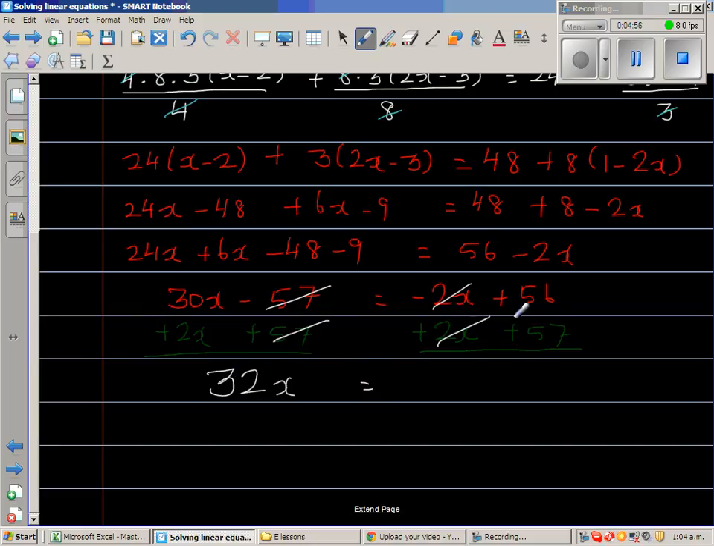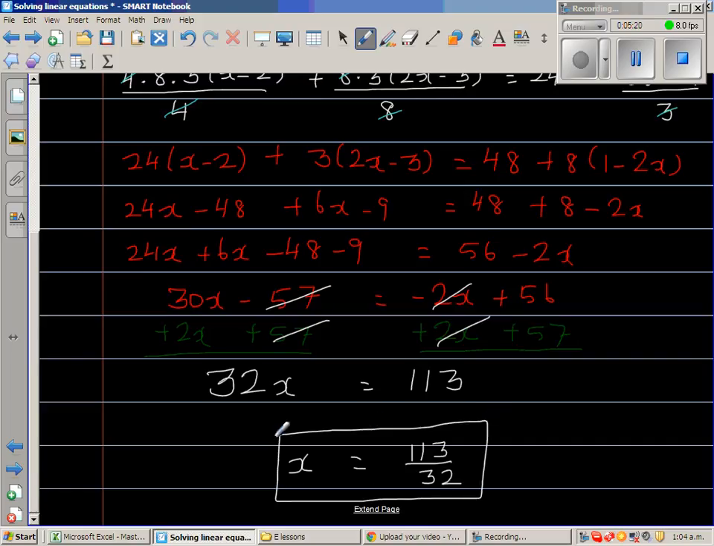equal to 56 plus 57, which is 113. Am I right? Yes, 113. So I'm going to divide both sides by 32. So x is 113 by 32.